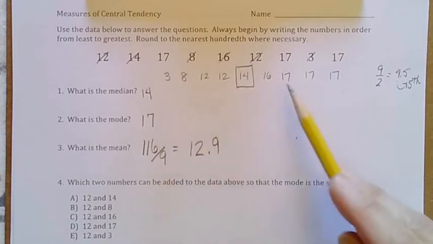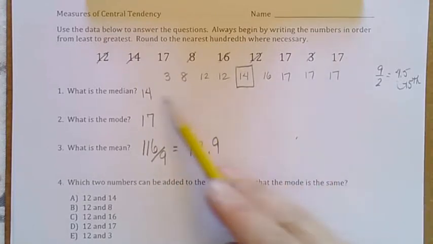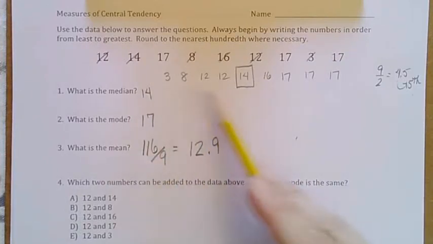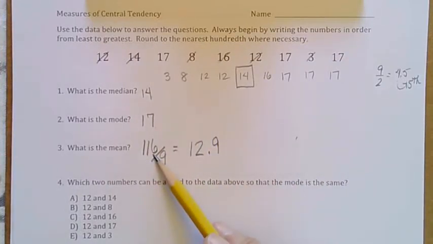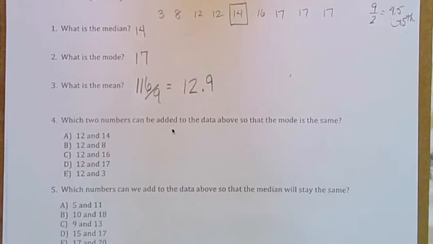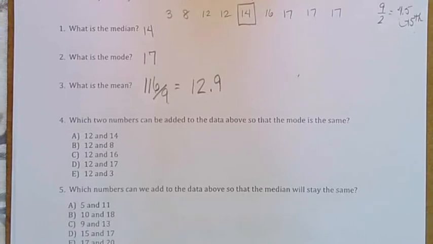The mode, 17, is seen the most, and especially when I line them up this way, it's very clear to me. The mean, well, when I added up all these numbers, I got 116 divided by my 9 numbers, 12.9. Okay, so that's what I have so far. Next up. Let's try some more of these.